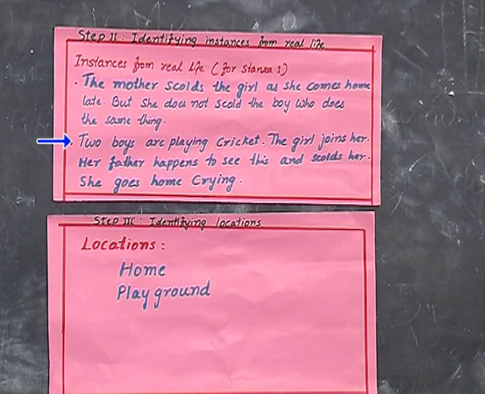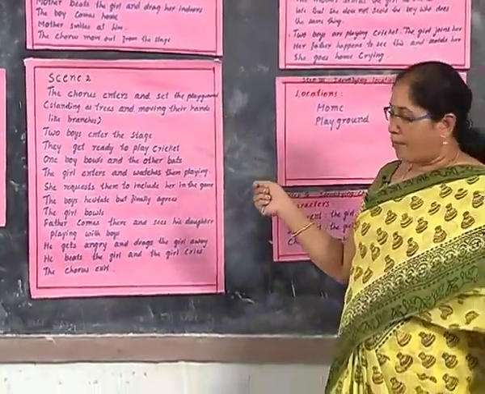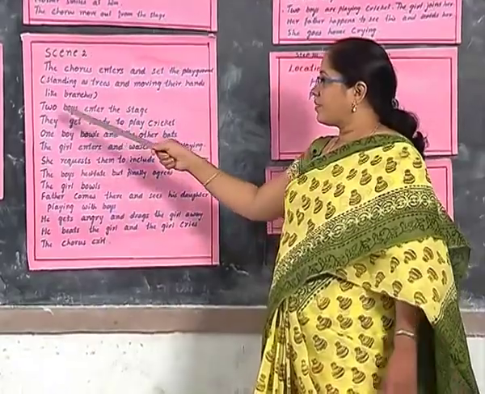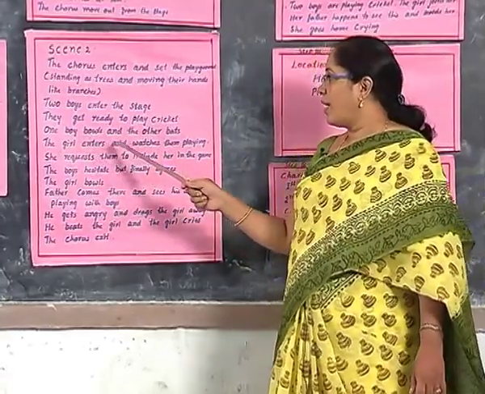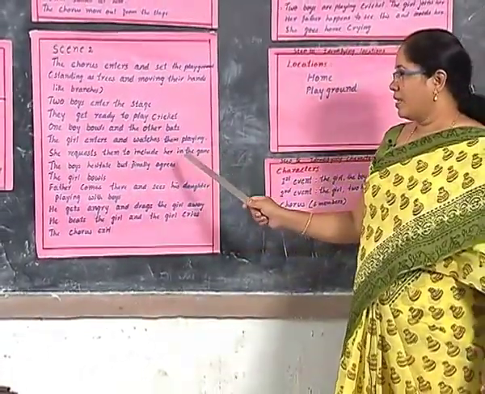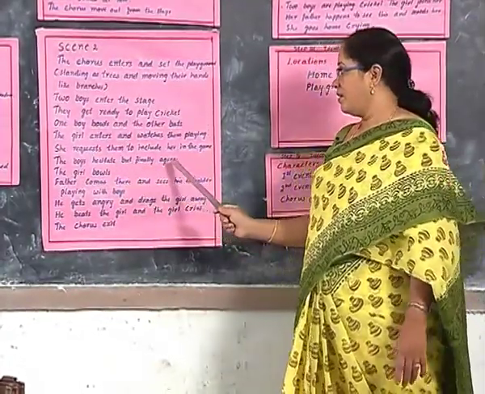Now we have a sequence of actions for the second instance, that is two boys playing cricket. The girl joins them and her father happens to see this and scolds her. She goes home crying. So now this is scene 2. Now the chorus enters and sets the playground, standing as trees and moving their hands like branches. Two boys enter the stage. They get ready to play cricket. One boy bowls and the other bats. The girl enters and watches them play. She requests them to include her in the game. The boys hesitate but finally agree.